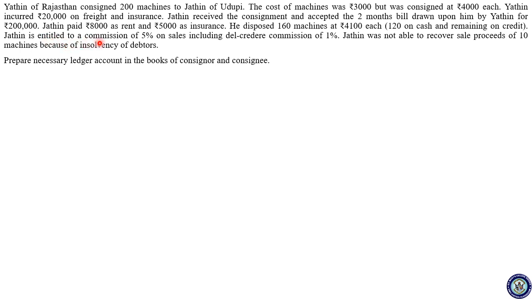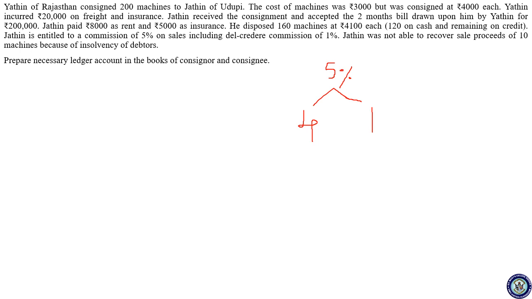Jatin is entitled to a commission of 5% on sales, including del credere commission. Including means this 5% includes 1%. Now, it means total commission 5%. Total percentage of commission is 5. This includes 1%, that is del credere. So remaining 4%, that is ordinary commission.